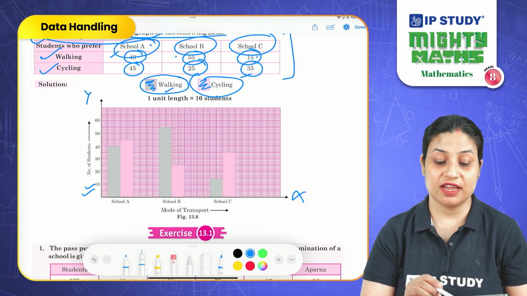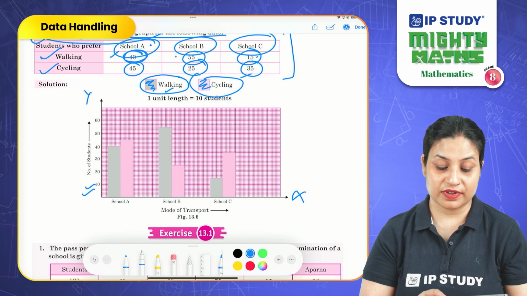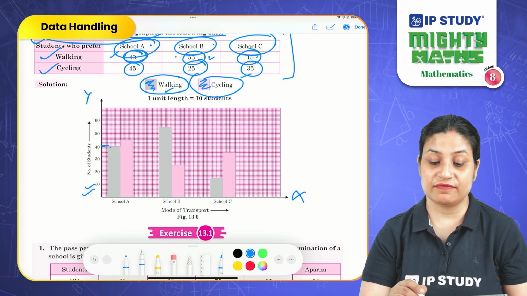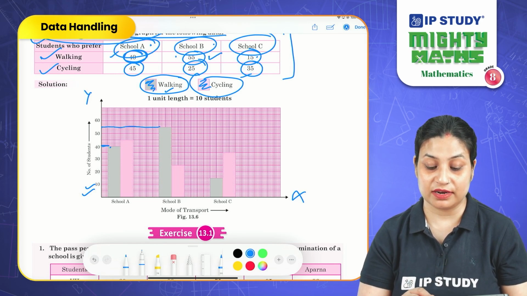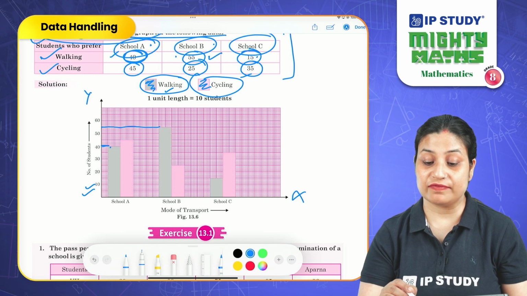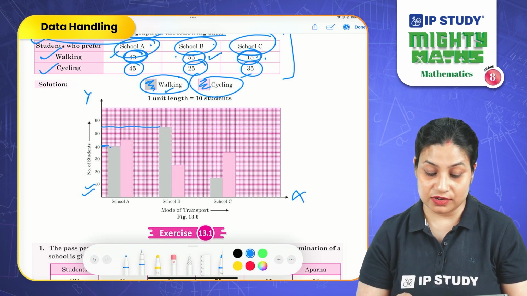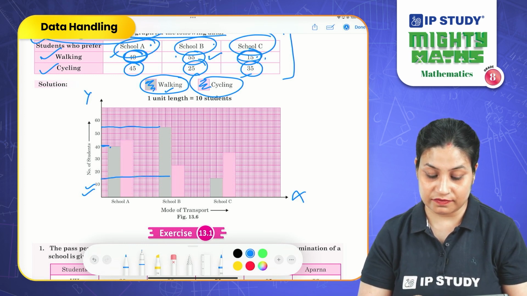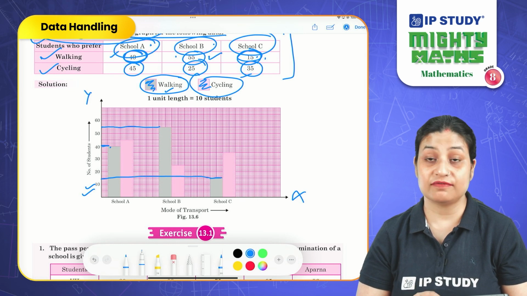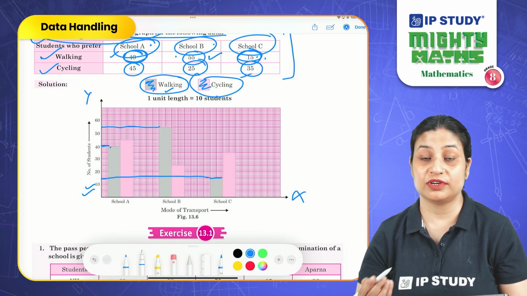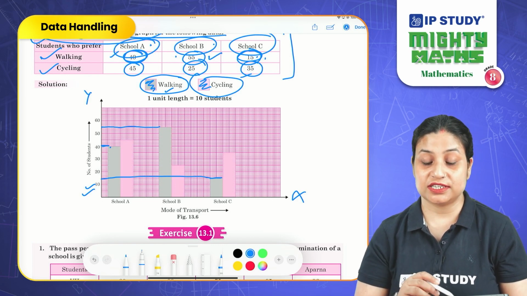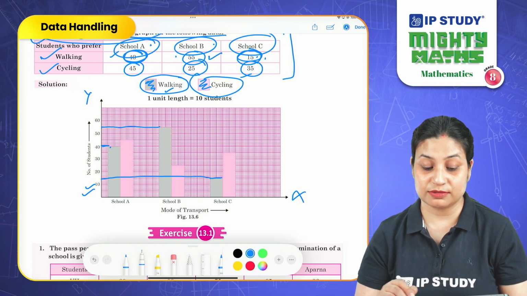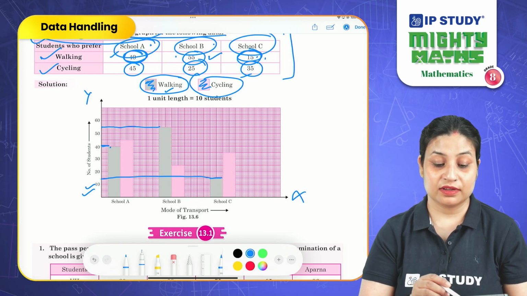So for section A, we have 40 students. So we have drawn 40 students over here. For section B, we have 55. So we have drawn 55 over here, right? This rectangular bar reaching 55. Next, for section C, we have 15. So here, 15 is here, right? So we have drawn data for the number of students who like to walk for different sections. In the same way, we will draw the data using rectangular bars in this graph paper for cycling as well.